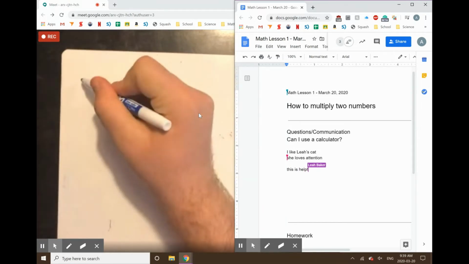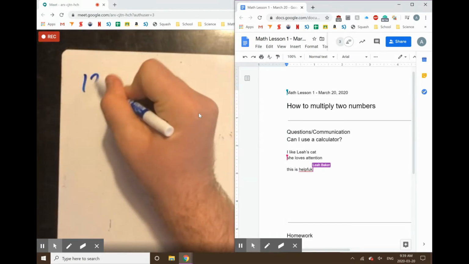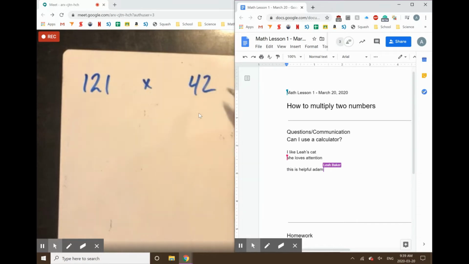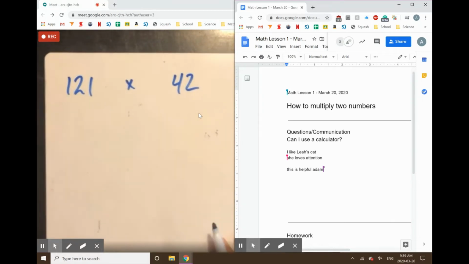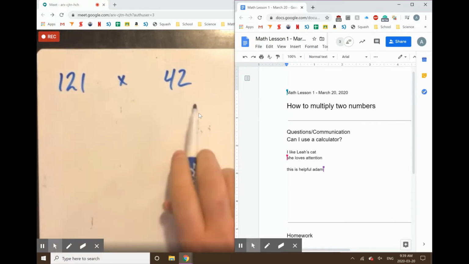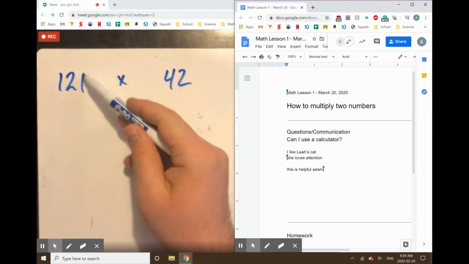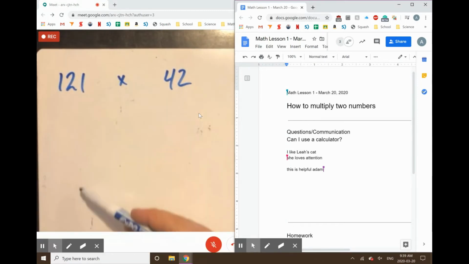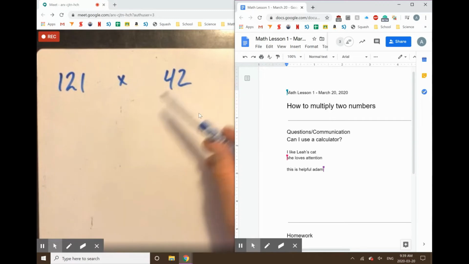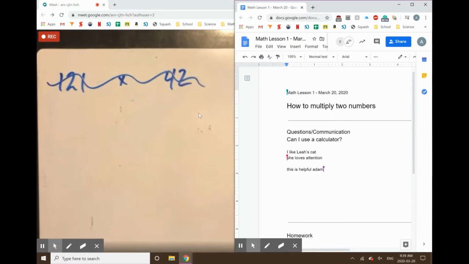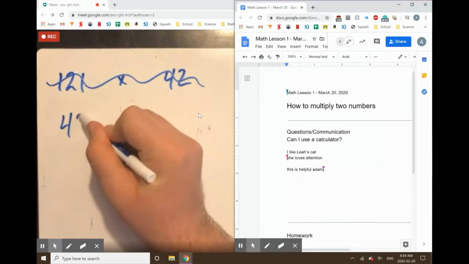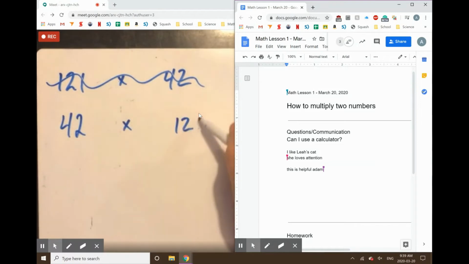Let's try 121 times 42. And again, I'm going to suggest that we rewrite this in the other order, so that we don't need to be dividing this thing in half as many times as we would need to divide the smaller number in half. So we're going to ignore this 121 times 42. We'll rewrite it as 42 times 121.